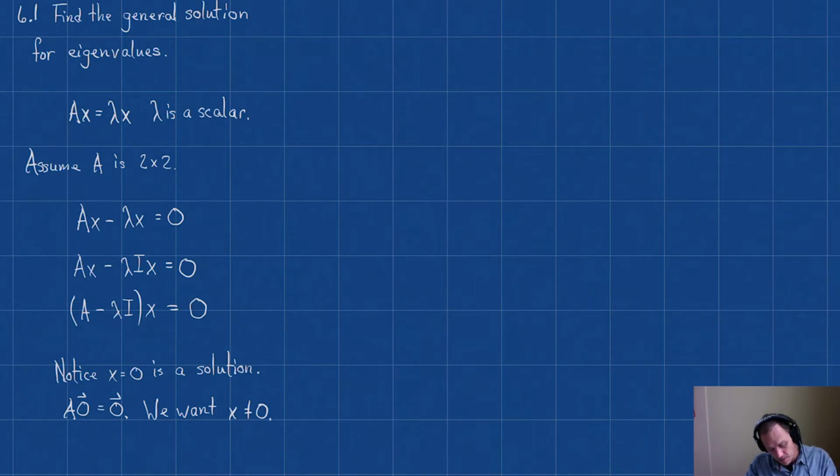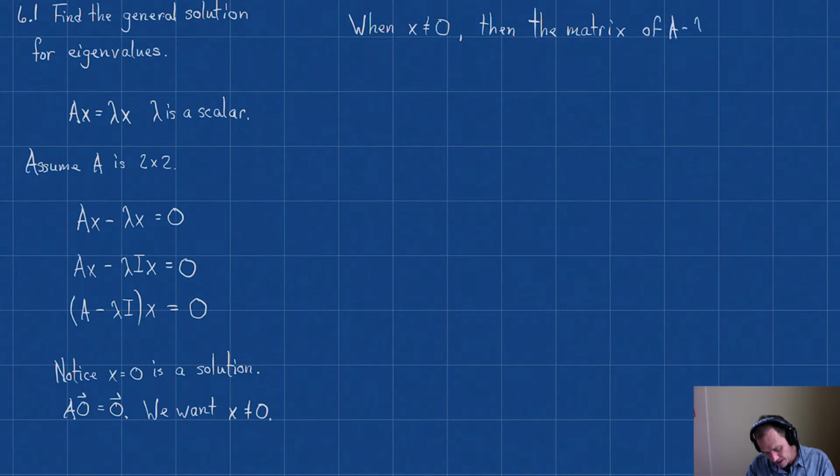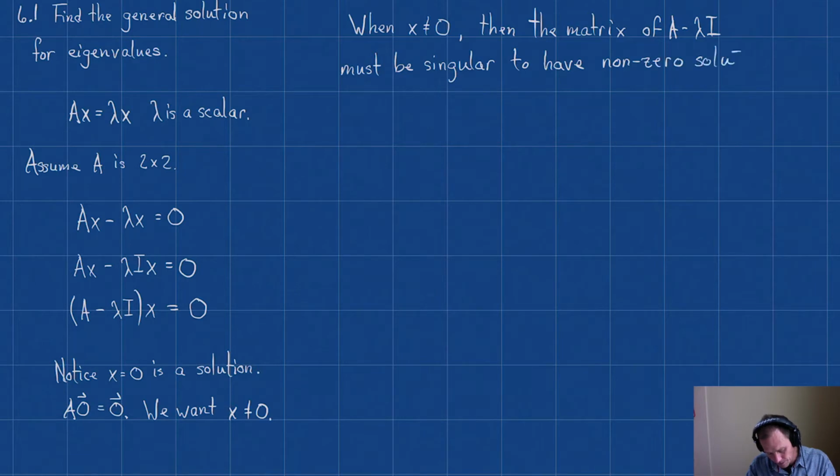Why? Because when x is not 0, we're solving a null equation, then the matrix A minus lambda I, this whole thing is a matrix, must be singular to have non-zero solutions.